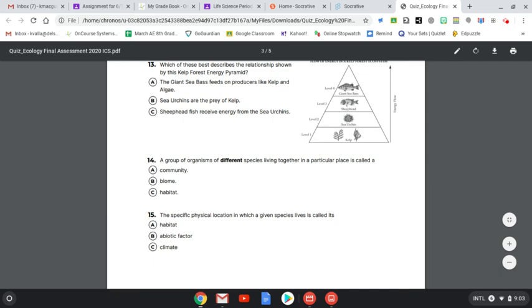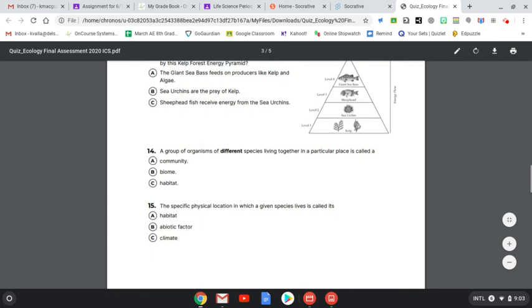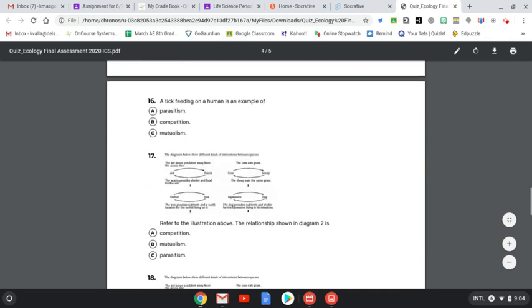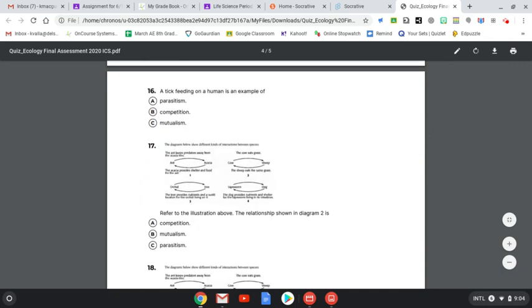Number 14, a group of organisms of different species living together in a particular place is called a what? A, community, B, biome, C, habitat. Number 15, the specific physical location in which a given species lives is called its blank. Is it A, habitat, B, abiotic factor, C, climate? 16, a tick feeding on a human is an example of blank. Is it A, parasitism, B, competition, C, mutualism?